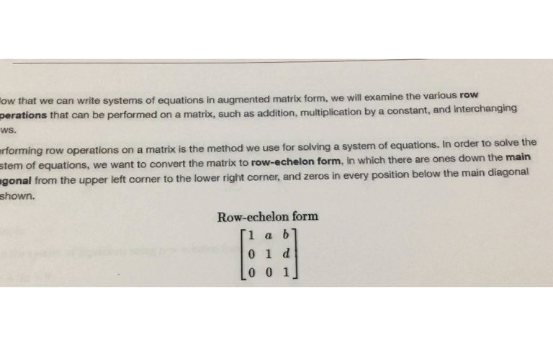In order to solve the system of equations, we want to convert the matrix to row echelon form, in which there are ones down the main diagonal from the upper left corner to the lower right corner, and zeros in every position below the main diagonal, as shown. So right here, this is row echelon form. I have ones on the diagonal, and everything beneath the diagonal has to be a 0. Okay? If you get that, you're in row echelon form.